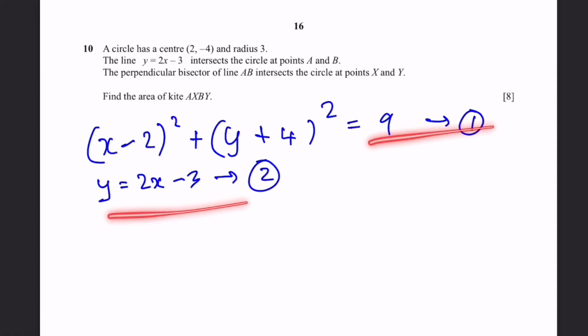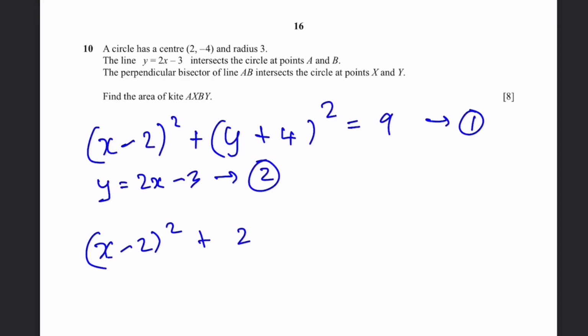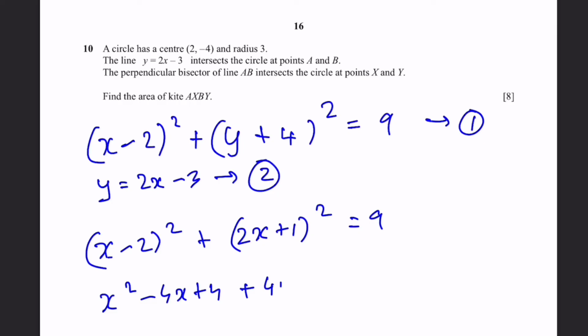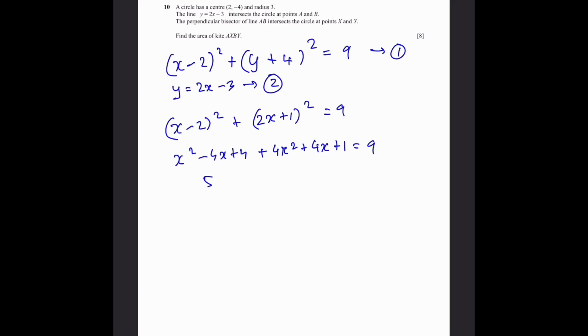So the intersection of these two we need to find, and (x minus 2) whole squared plus (2x minus 3 plus 4), or in other words (2x plus 1) whole squared, is equal to 9 by substituting this into this here. So x squared minus 4x plus 4 plus 4x squared plus 4x plus 1 is equal to 9. 5x squared plus 5 is equal to 9. So 5x squared equals 4, x squared is 4/5, and x is equal to plus or minus root of 4/5.